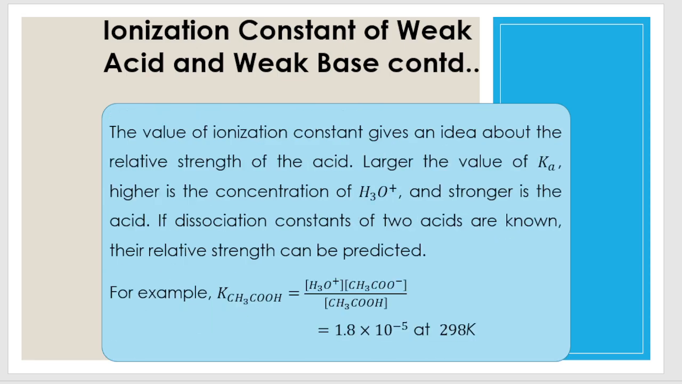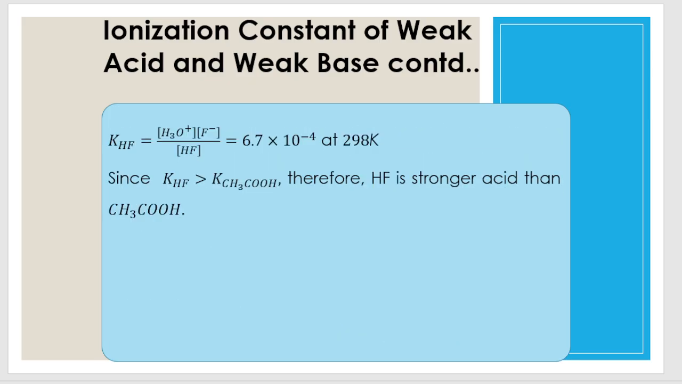Now listen carefully. Suppose we consider that the ionization constant of acetic acid is around 1.8 × 10^-5 at 298 Kelvin, that means at room temperature, you can say 25 degrees centigrade. Then if we consider HF, which is a stronger electrolyte, you can clearly see the difference. KHF is very high, it is 6.7 × 10^-4.